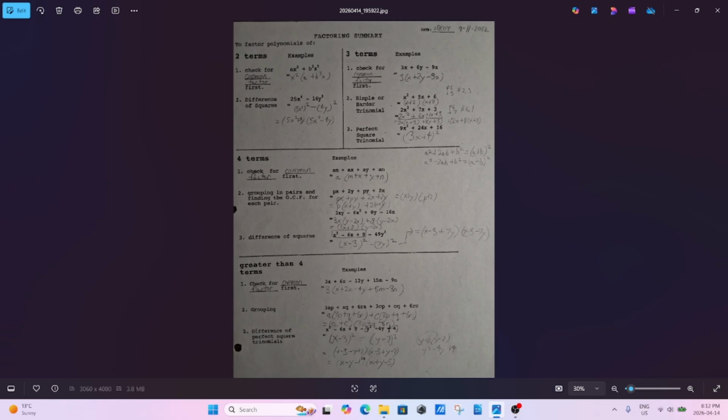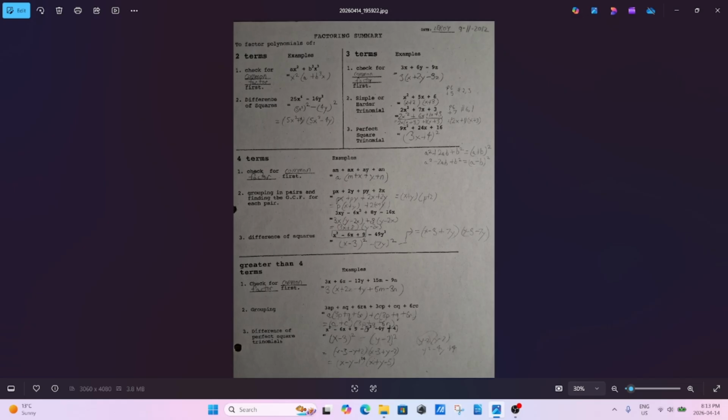Okay. Three terms, we can check for a common factor. So one example is 3x plus 6y minus 9z. We can factor out the 3. And then there are simple or harder trinomials. There is x squared plus 5x plus 6. So the product is going to be 6, and when you add the two numbers together, it becomes 5. So therefore the numbers are 2 and 3. So it becomes x plus 2 times x plus 3.